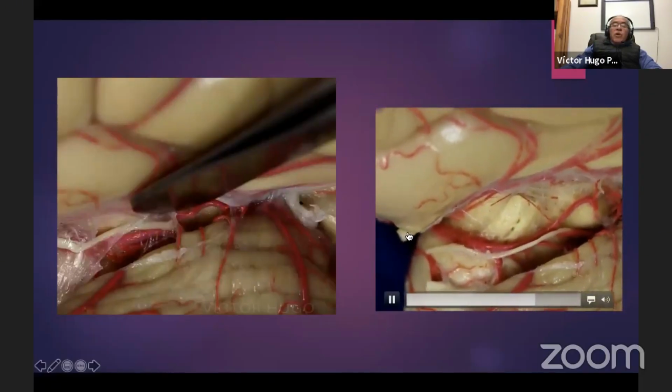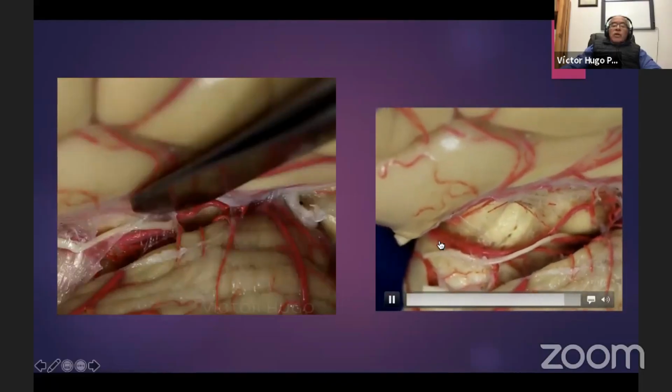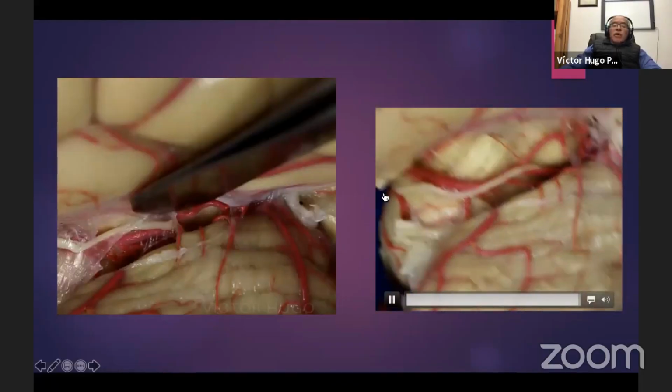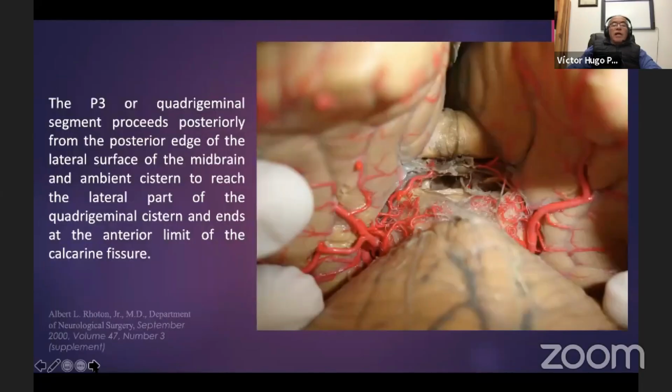Here we can see the oculomotor nerve, and just remember that this is a very important landmark. The artery above this oculomotor nerve is posterior cerebral artery, and the artery below is the superior cerebellar artery.